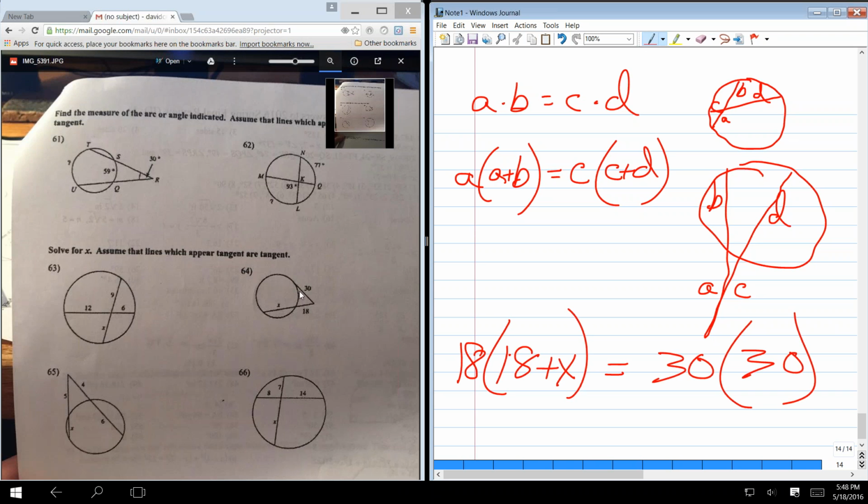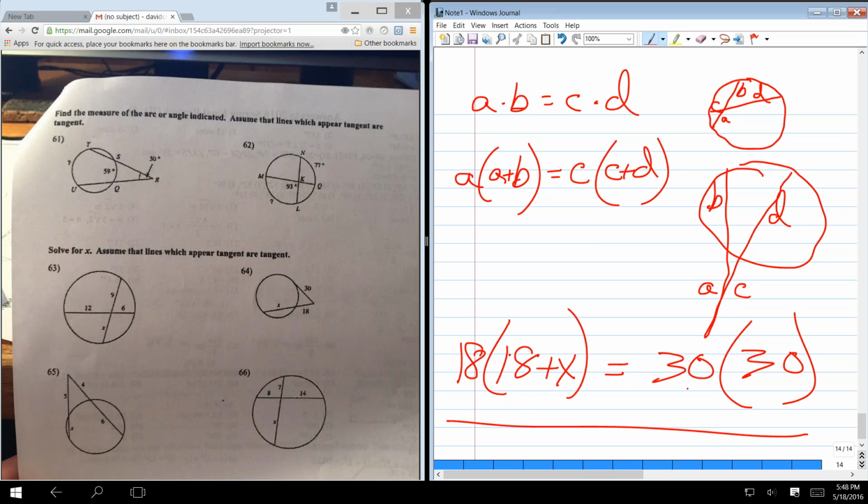So whenever you have a tangent line and a secant line, it's always this formula. But you can always figure this out because this formula is really the same as that. It's the part outside the circle times the entire length of the line. And in this case, the part outside the circle is the same as the entire length of that tangent line. Okay?